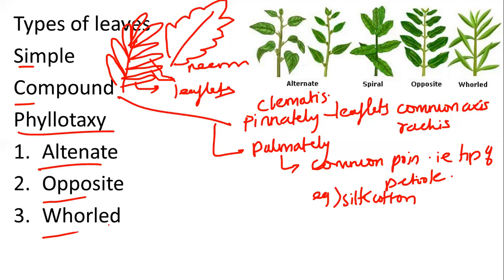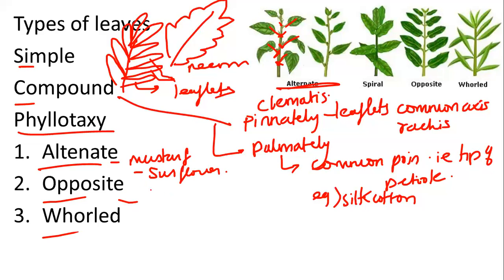Alternate means one leaf arises from each node. You can see in this image, this is one node, this is one node, and from each node only one single leaf will arise. That type of arrangement is called alternate arrangement. Examples of alternate arrangement: mustard, sunflower, and China rose.